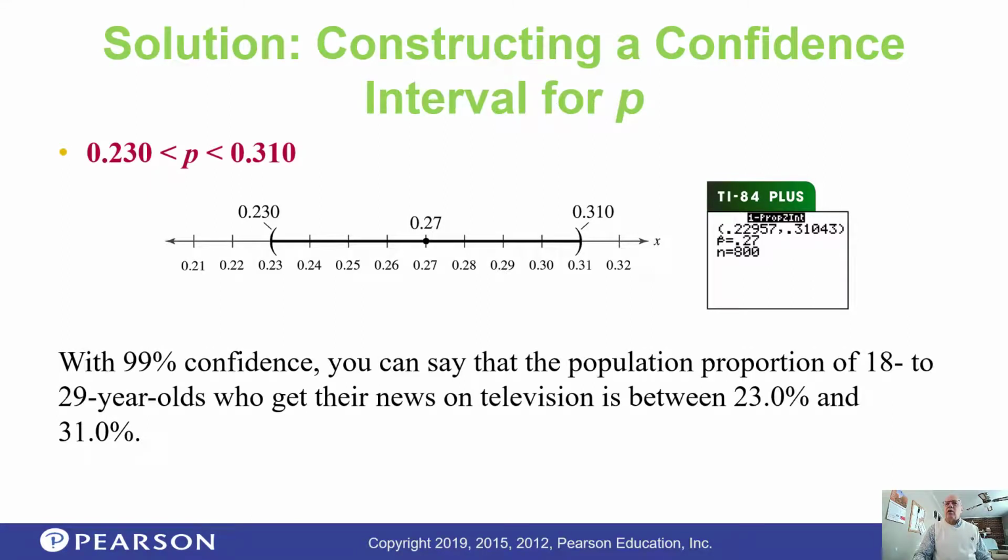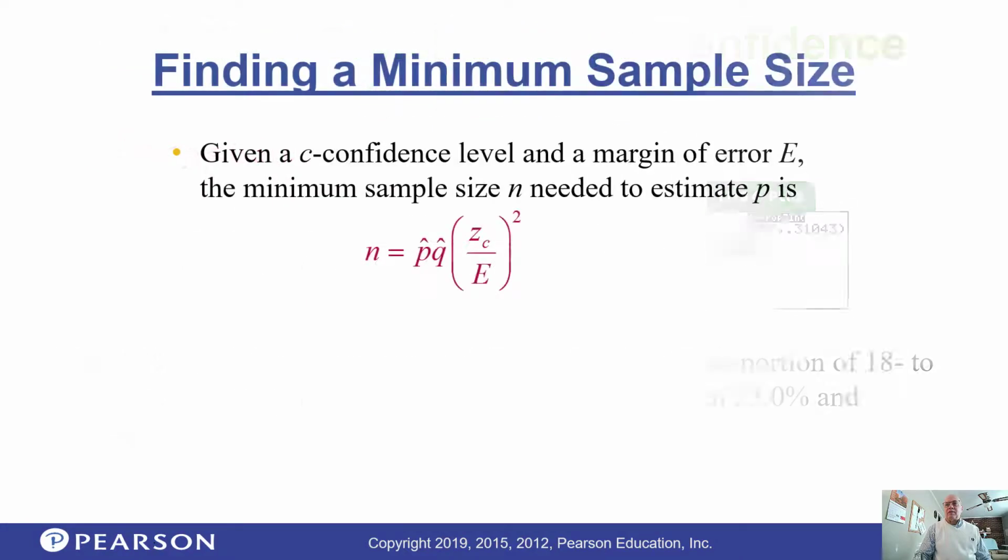So, wording. Hit pause, write that down. Get into practice. With 99% confidence, you start off with that. You can say the population proportion of 18 to 29-year-olds who get their news on television is between 23.0% and 31.0%. There is a good answer.